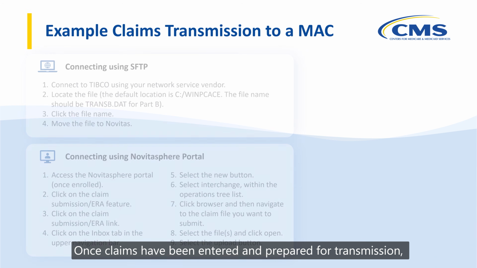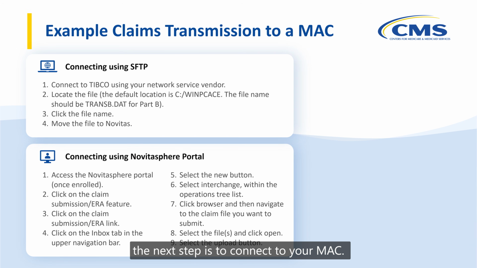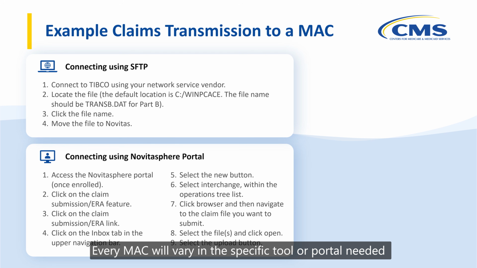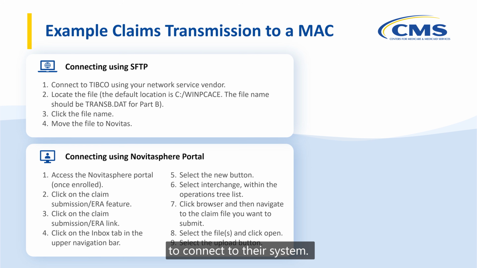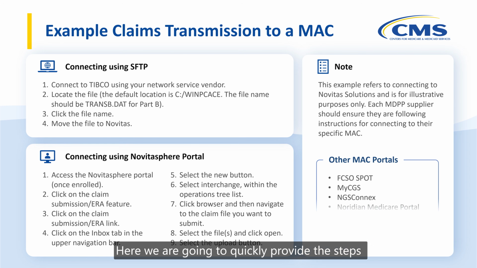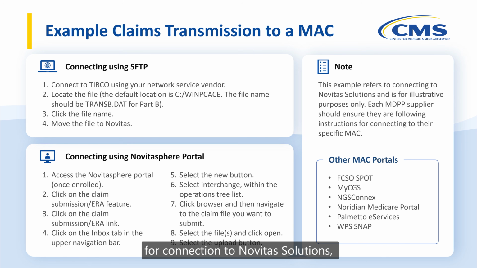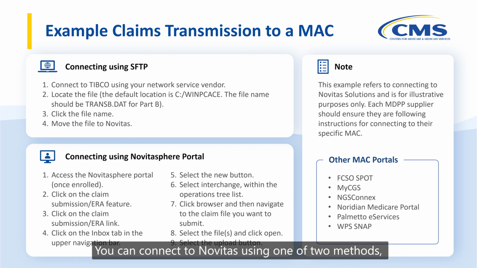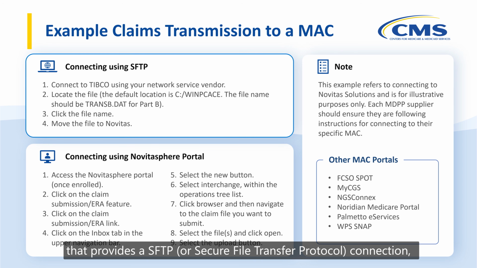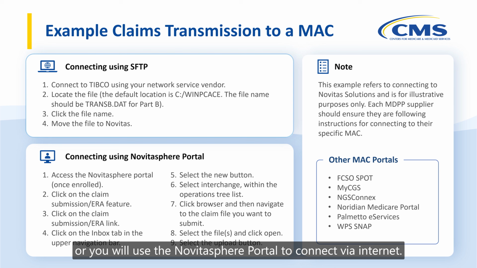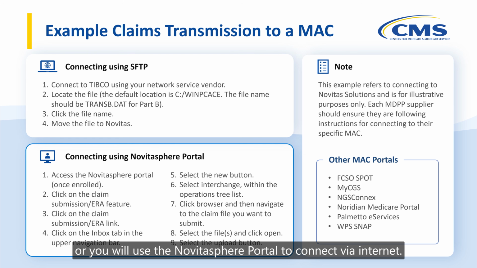Once claims have been entered and prepared for transmission, the next step is to connect to your MAC. Every MAC will vary in the specific tool or portal needed to connect to their system. Here we are going to quickly provide the steps for connection to Novitas Solutions, the MAC for jurisdictions H and L, as an example. You can connect to Novitas using one of two methods. You will need either a network service vendor that provides an SFTP, or secure file transfer protocol, connection, or you will use the Novitas Sphere portal to connect via internet.